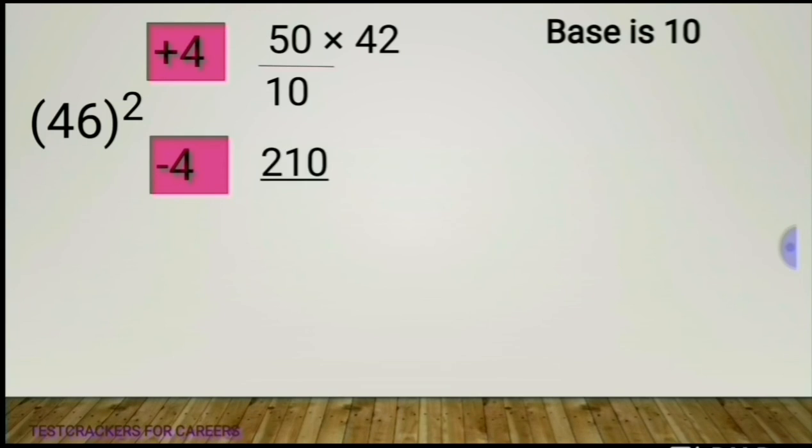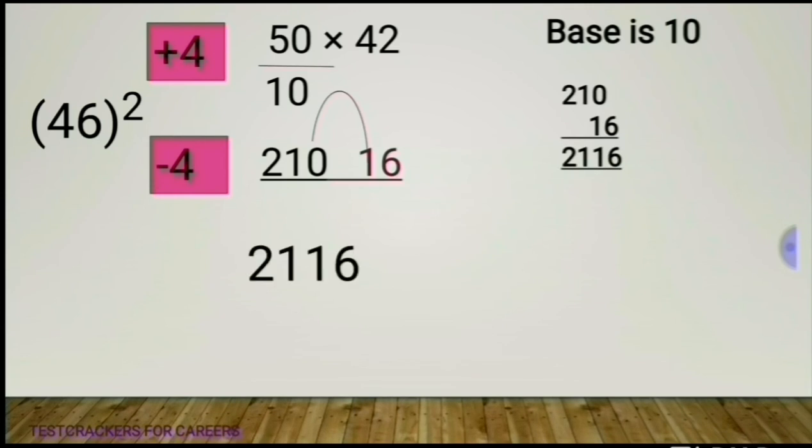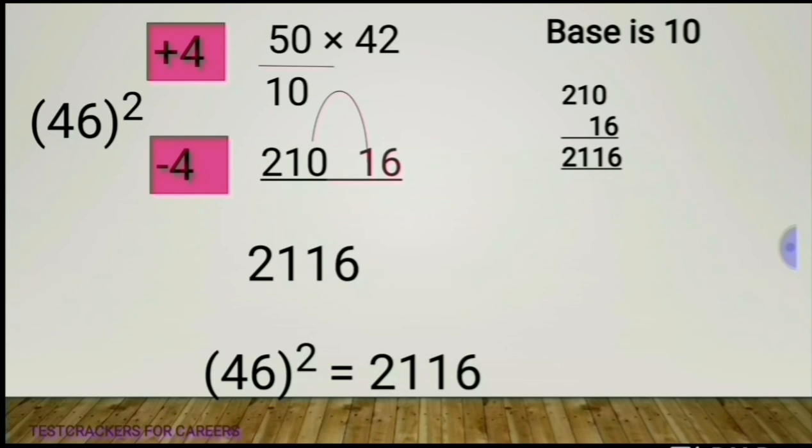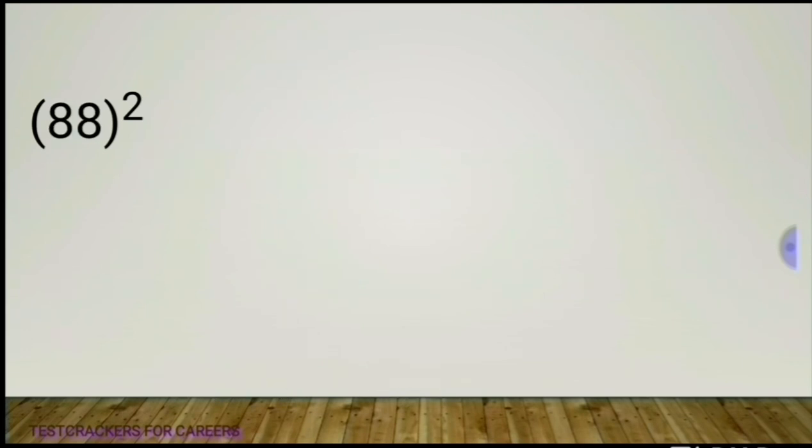For the second part, we square the difference. That is 4. We square 4 and we get 16. Since the base is 10, we can write only a single digit in the second part. So we retain 6 and carry over 1 to the left hand side. We add 0 and 1. We get 2116. 46 squared is equal to 2116.